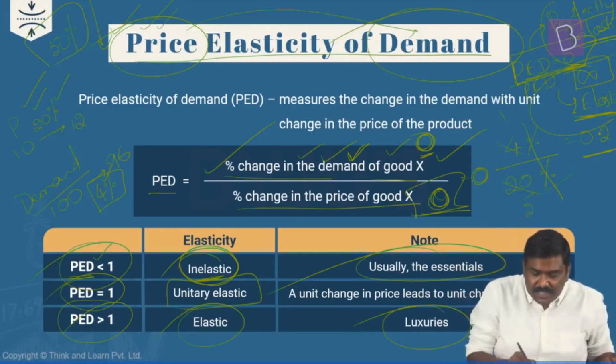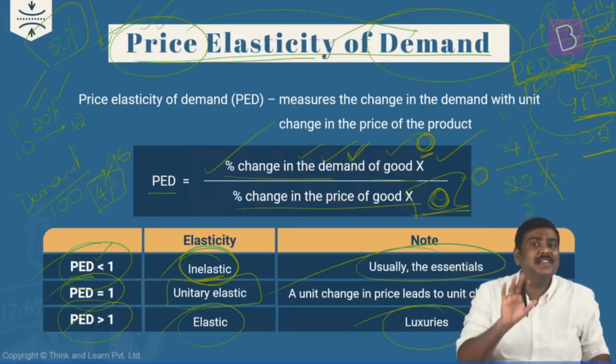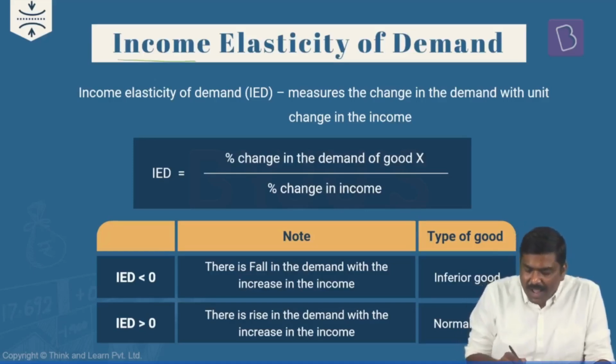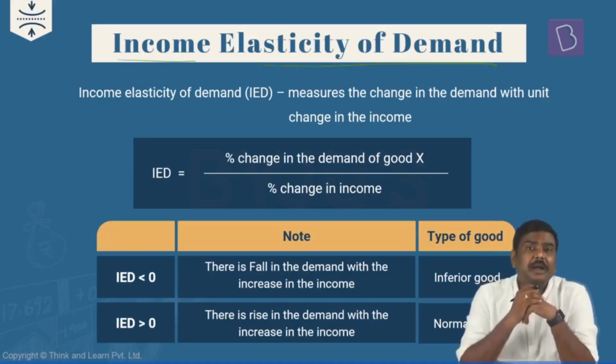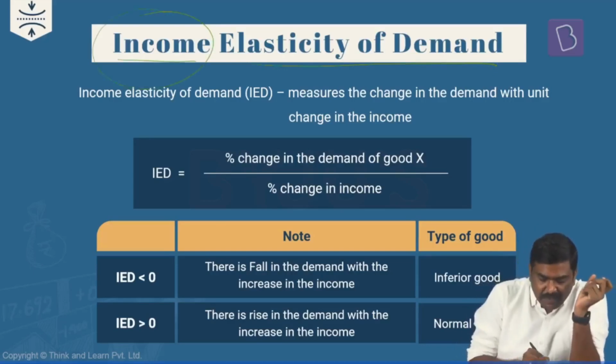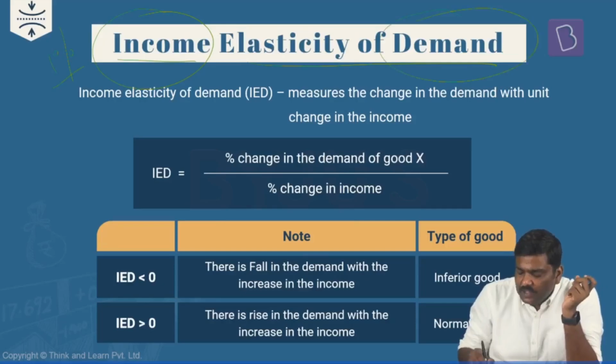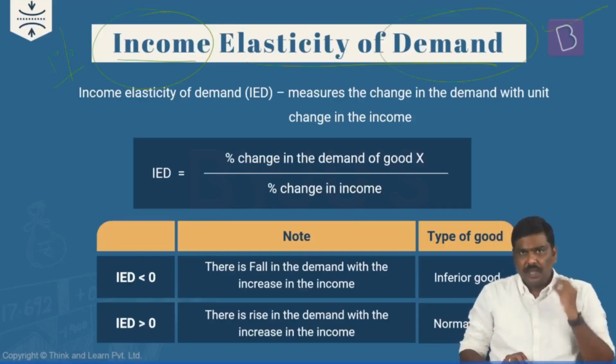Okay, so this is basically the application of the concept of price elasticity of demand. Second, income elasticity of demand, IED. What do you mean by income elasticity of demand? If there is a 1% variation in your income, how much percentage variation is observed in the demand? Is it okay?